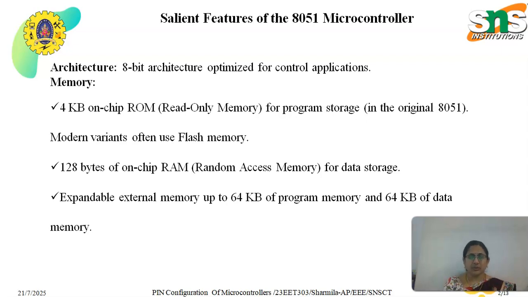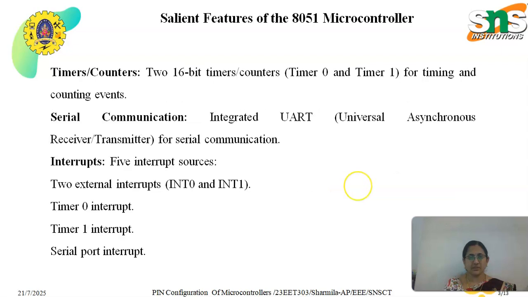If we come to the memory part of the 8051 microcontroller, they are using ROM and RAM, and expandable external memory. The 4 KB on-chip ROM is used for program storage in the original 8051 architecture, and 128 bytes of on-chip RAM is used for data storage, and external memory up to 64 KB of program memory and 64 KB of data memory is used for external purposes.